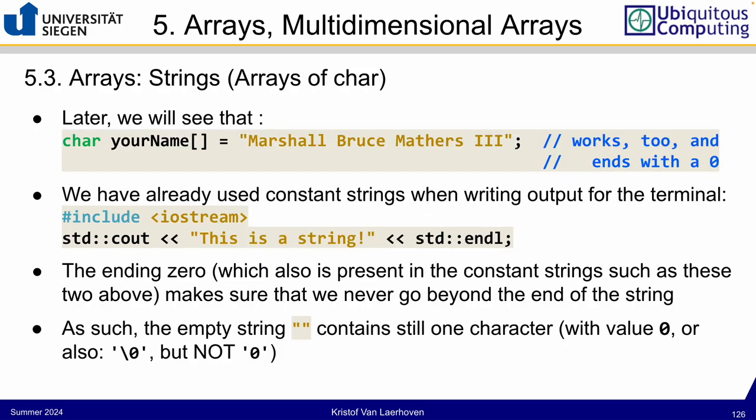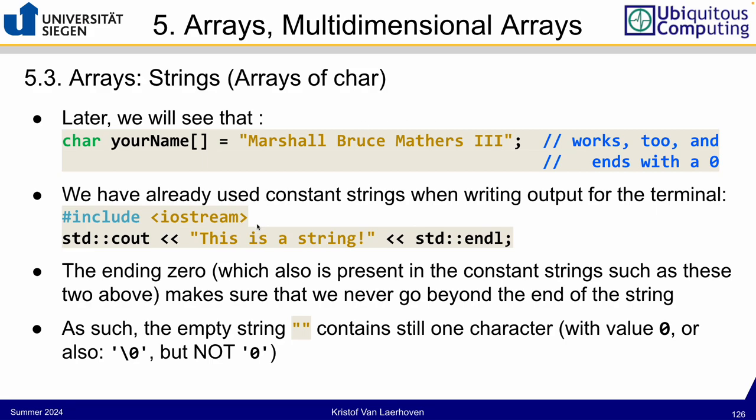And we also have a way to initialize a string straight away. In this case, we have an array, and instead of having to painstakingly initialize each of those characters of our arrays in a for loop or in another way, manually, we can do this in one go, because we already have this construct here that says this is a constant string. And a constant string is exactly an array of characters, where the last character is the zero.